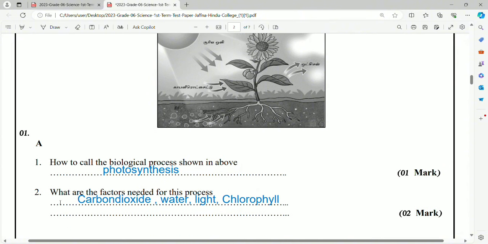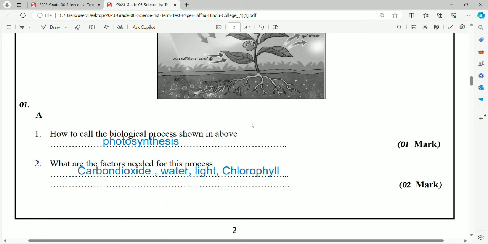But what are the factors needed for this process? Yes, there are 4 factors essential for photosynthesis. First one, light. Second one, carbon dioxide gas. Third one, water. And fourth, chlorophyll. Chlorophyll is present in the plant leaves. Because of that, plant leaves are green in color, because the color of chlorophyll is green.